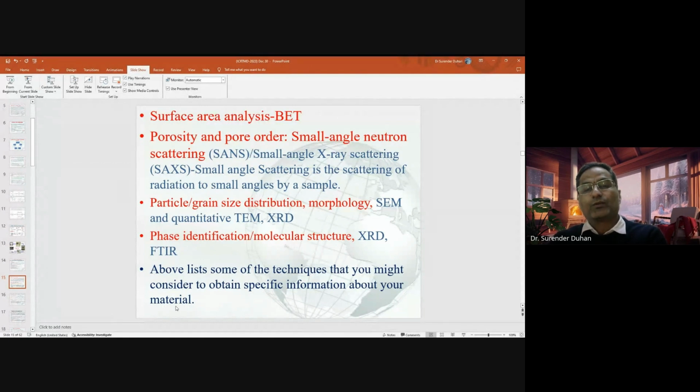For pore size and pore ordering, we need small angle neutron scattering and small angle X-ray diffraction. In the case of neutron scattering, the radiation interacts with the neutrons and protons in nuclei, and in the case of small angle X-ray diffraction, electromagnetic radiation interacts with the electrons of atoms, not the neutrons and protons. For particles, if you want information on particle or grain size distribution or morphology, SEM, quantitative TEM and XRD are used. For phase identification and molecular structure, XRD and FTIR analysis are used. The above lists some of the techniques that you might consider to obtain specific information about your material.